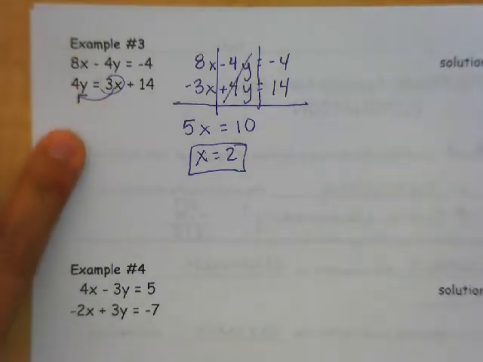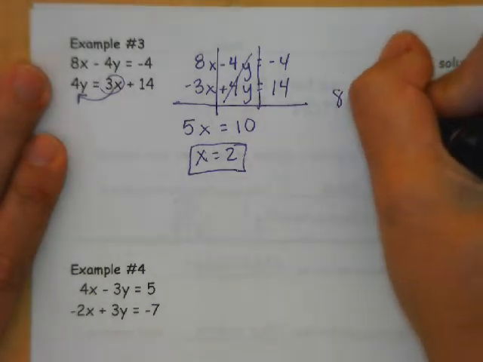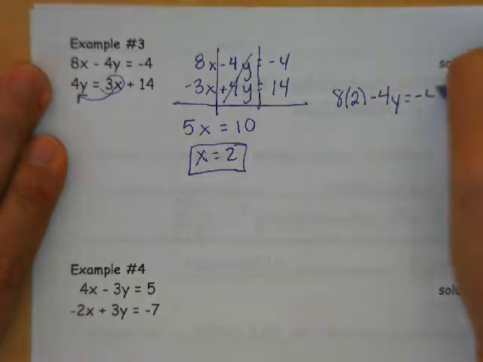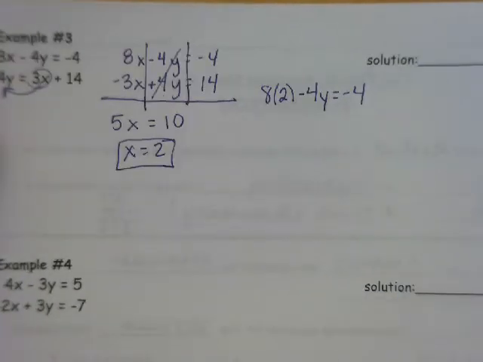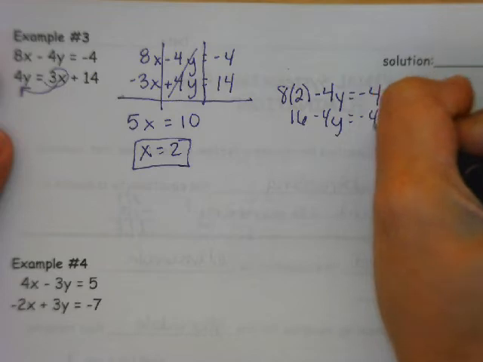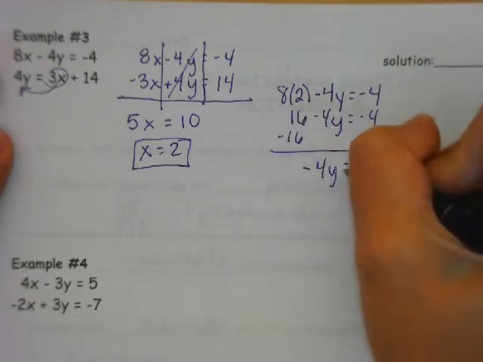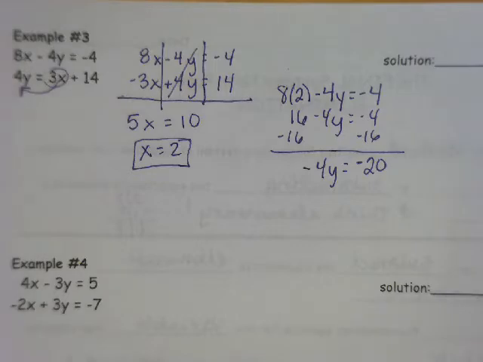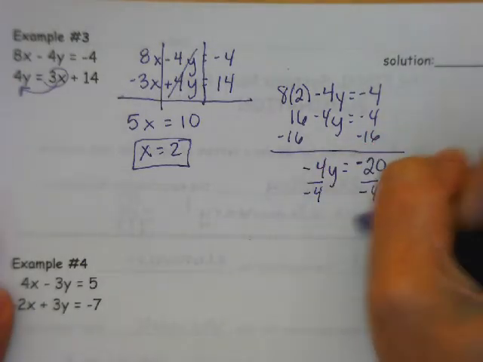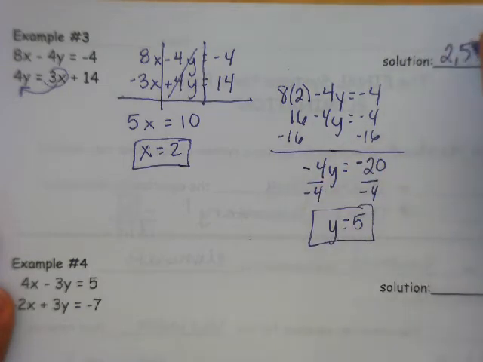Which one do you want to use, first or second? The first this time. Give everybody a chance to be used, I guess. Make sure again that you're putting that in place of the x and not the y. We're going to subtract the 16. We get a negative 20. Be careful with your signs. Make sure you put that negative there. Negative divided by a negative is a positive. So my solution here is 2, 5.